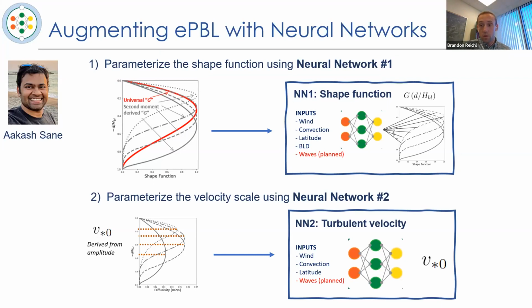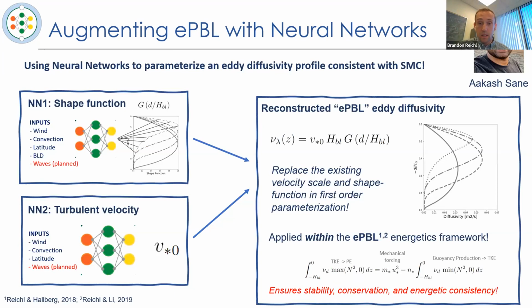So the next step, once we have these neural networks formed, is to simply combine them and use them to reconstruct the eddy diffusivity profile. So we now have a new basically model for getting V star 0 and this shape function G here. And we're going to replace this within the existing energetics framework that I told you about that we've emphasized in the development of the EPBL scheme.